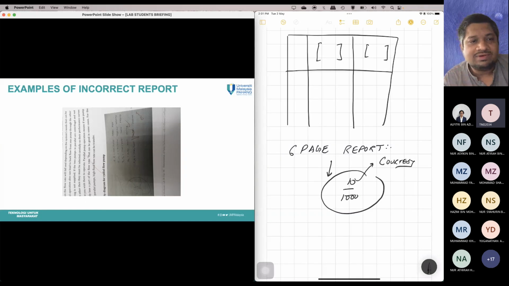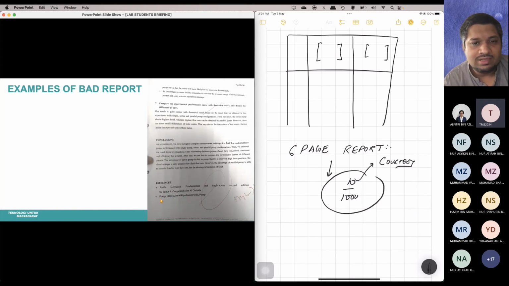So here is an example of a bad image. Okay, this is a very unclear image. So avoid putting unclear images. There is no figure caption, so please add figure captions to the pictures. The references are very few, just one or two references. So this is also a little bit incorrect.